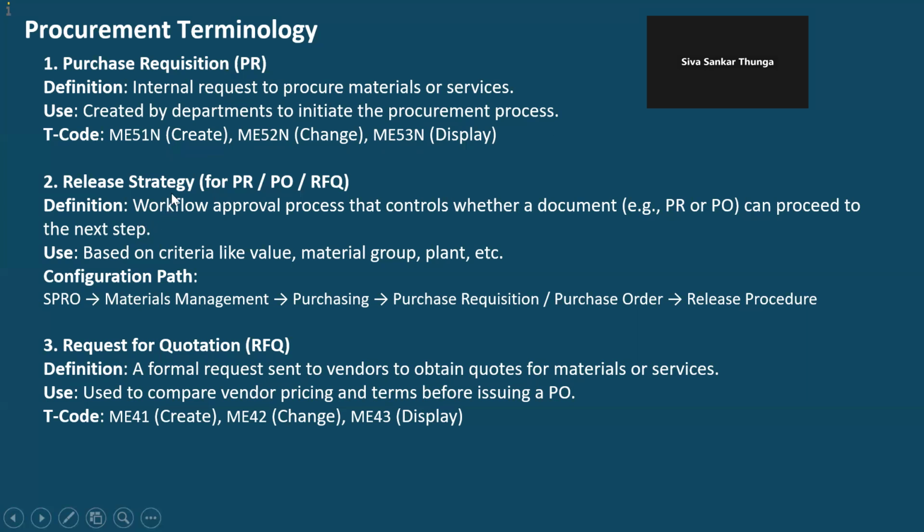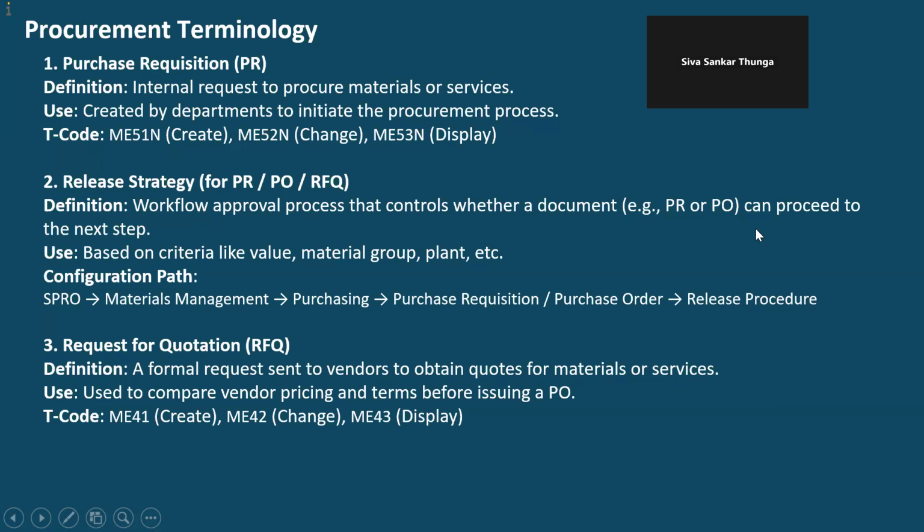Release strategy for PR, PO, RFQ. The release strategy is possible for PR, PO and RFQ. It is a workflow approval process that controls whether a document, PR or PO, can proceed to the next step. Let us assume the PR is rejected here. Then they have to amend it and again send it for approval.